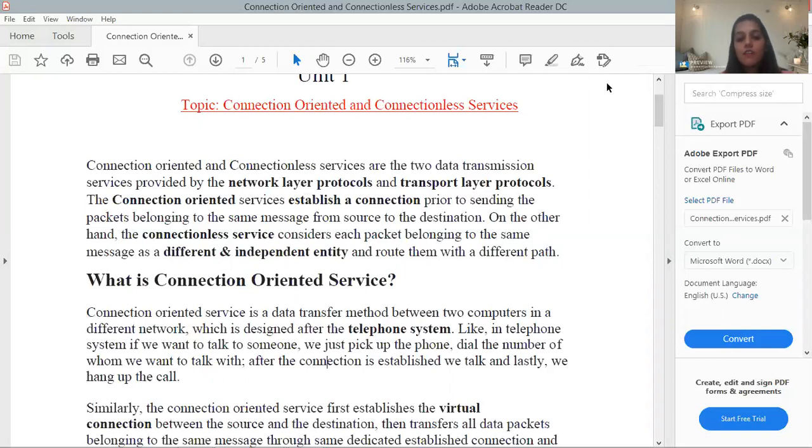Okay, so what is connection-oriented service? Connection-oriented service is a data transfer method between two computers in a different network.